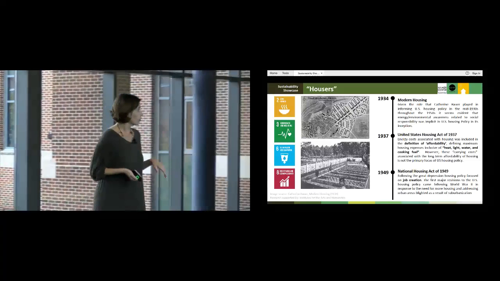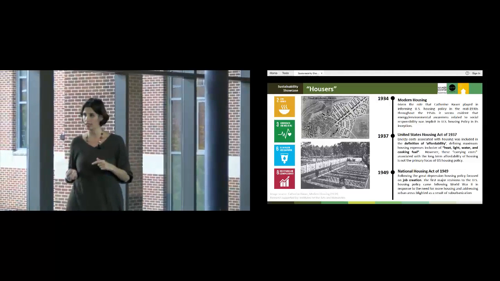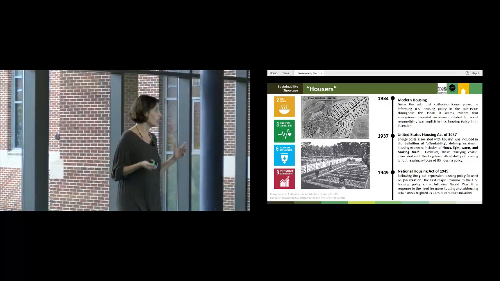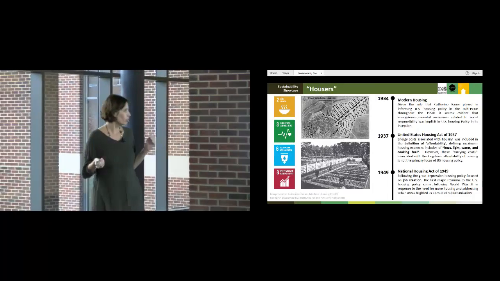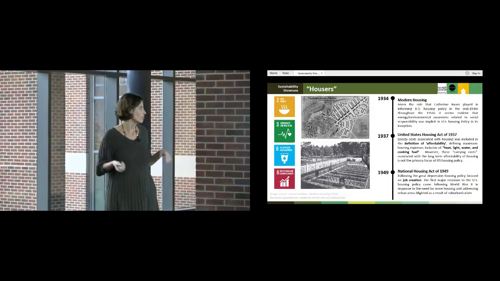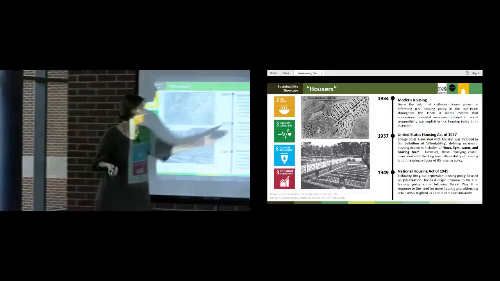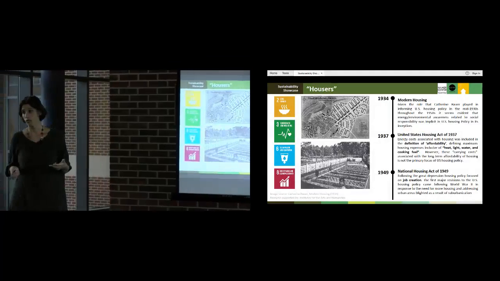So the first Housing Act of 1937, which was a fairly short document, did outline this definition of affordable housing, and it was not very in-depth, but it talked about a holistic view of affordability, including heat, light, water, and cooking fuel.